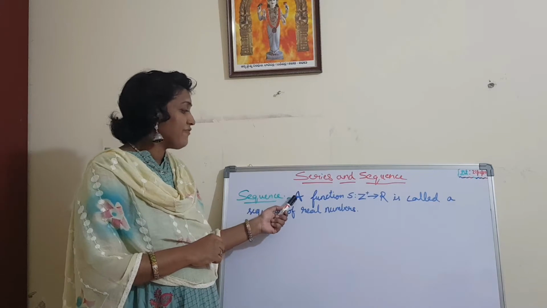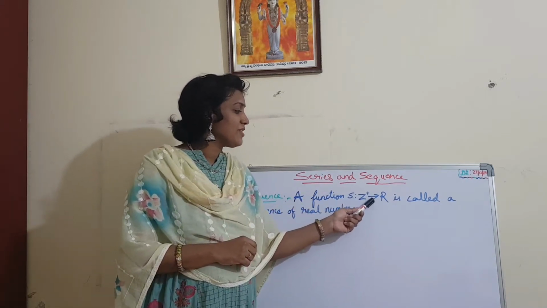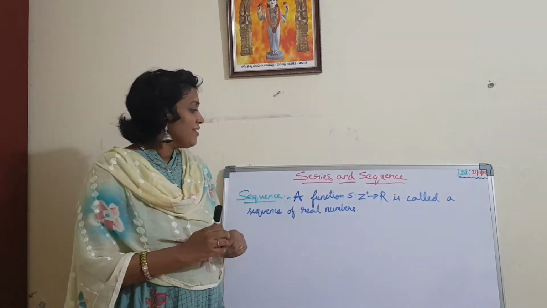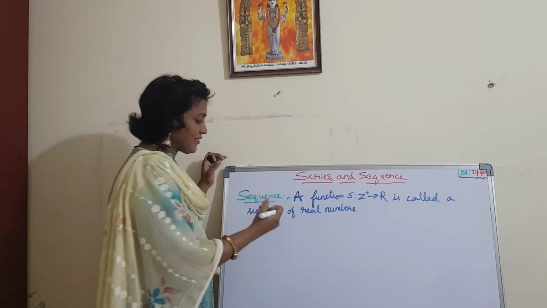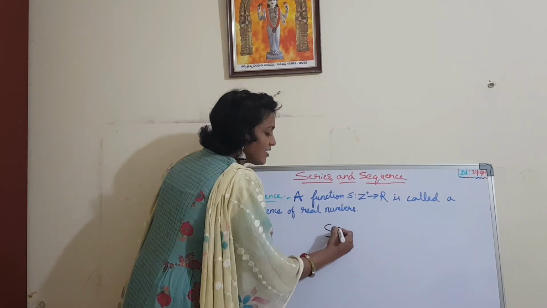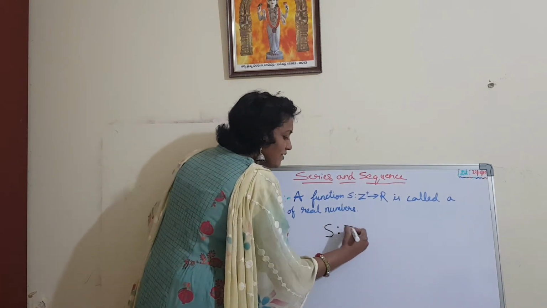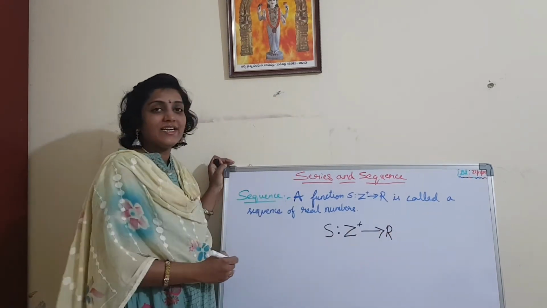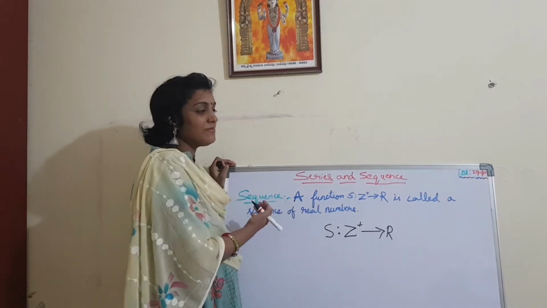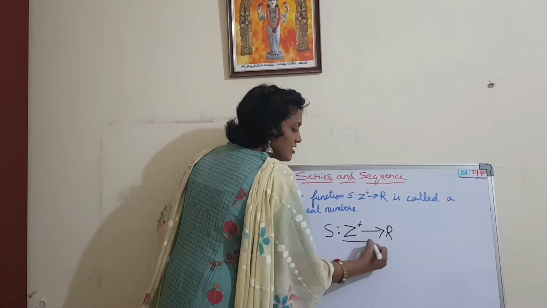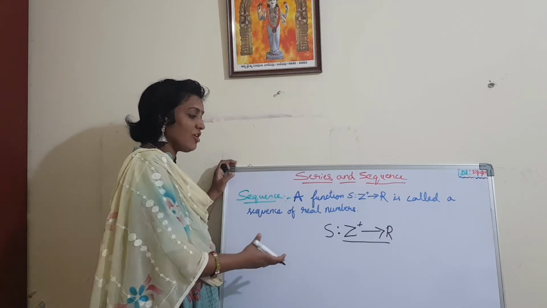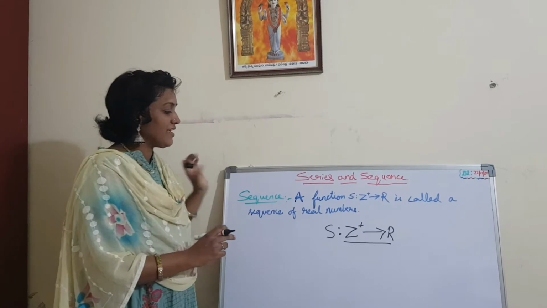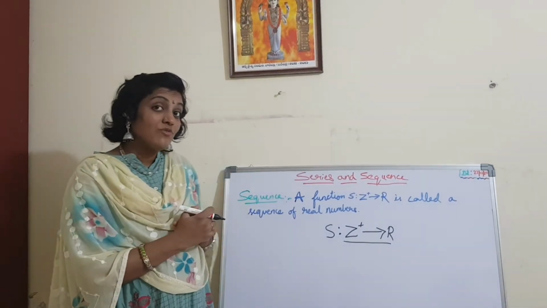A sequence is a function s from Z plus to R, called a sequence of real numbers. We are taking one function, and that name is s from Z plus to R. Here Z plus is nothing but the natural numbers. A function from natural numbers, or positive integers, to real numbers is nothing but a sequence of real numbers.